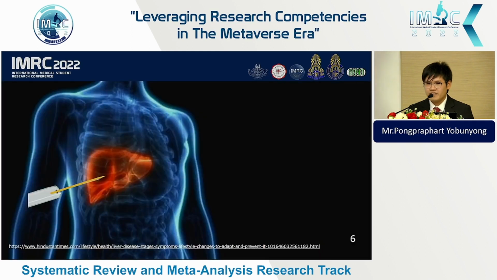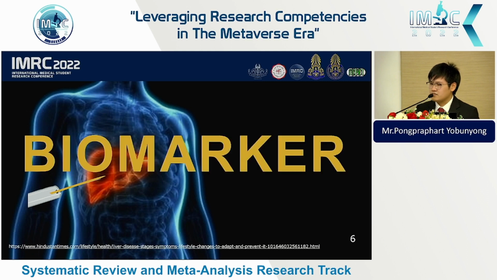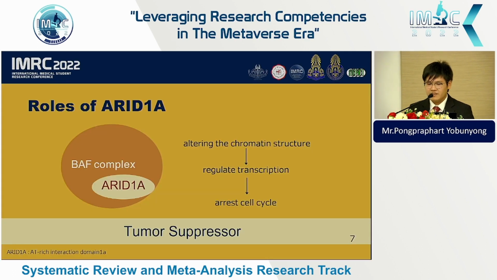The way that we can verify that a patient has HCC is by biopsy, which is invasive, so the medical community has tried to go for less invasive techniques, which would be biomarkers. But as there is no definitive biomarker for HCC, we would like to present some possibilities. That possibility is ARID1A. ARID1A is the AT-rich interaction domain 1A, which acts as a tumor suppressor. It functions by altering the chromatin structure, which in turn arrests the cell cycle.